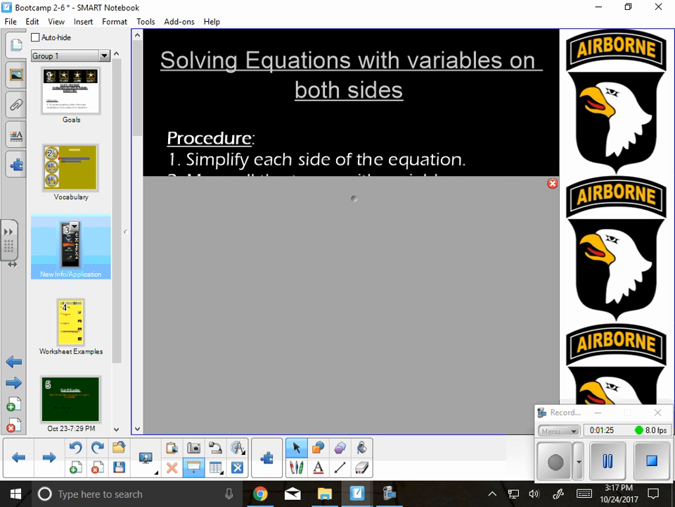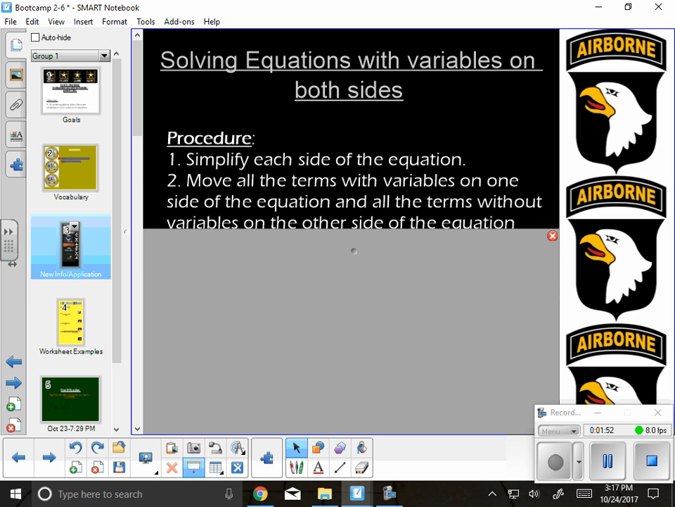The first thing that you're going to want to do is simplify each side of the equation. When you're working with equations with variables on both sides, it can get very messy. So you want to make sure that you simplify each side before you start doing anything else. Because if you add or subtract, multiply or divide before you simplify, you're going to get either 1, the wrong answer, or 2, very confused.